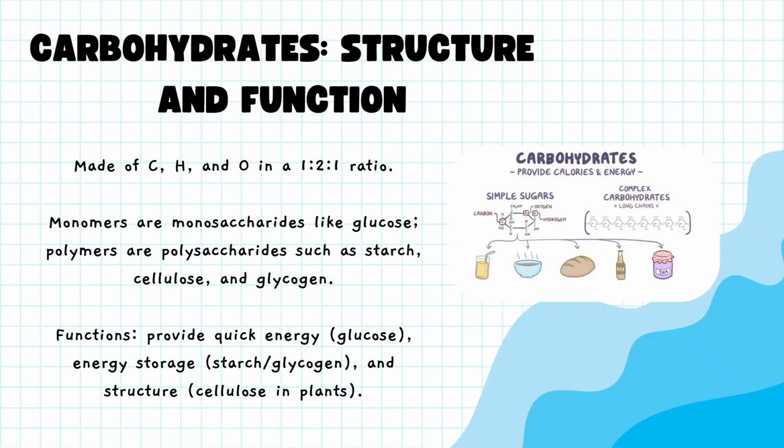Carbs are made from carbon, hydrogen, and oxygen in a 1:1:1 ratio. Their monomers are simple sugars like glucose, and polymers are long chains like starch, glycogen, and cellulose. Their main jobs: quick energy, energy storage, and structure. Cellulose especially gives plants strength.